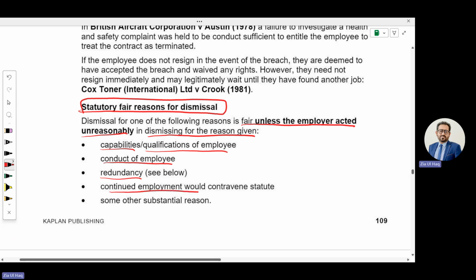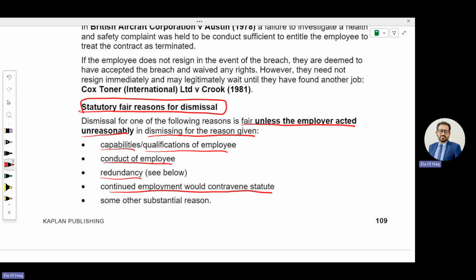Continued employment would contravene statute, meaning that the employee is convicted. He is a criminal. And if you are employing a criminal, you are contravening the statute. You are working against the law by providing employment to this employee.